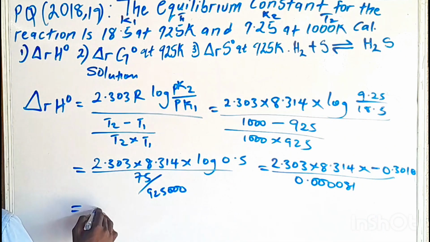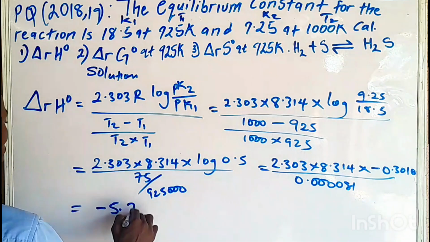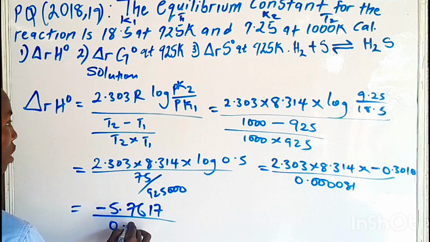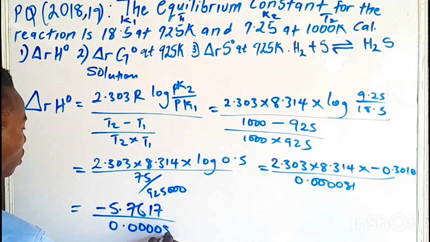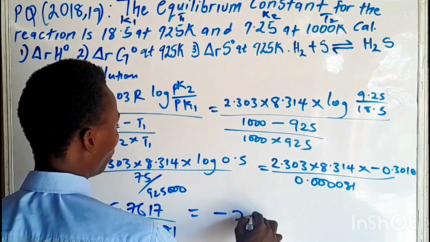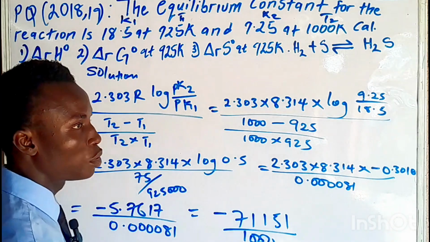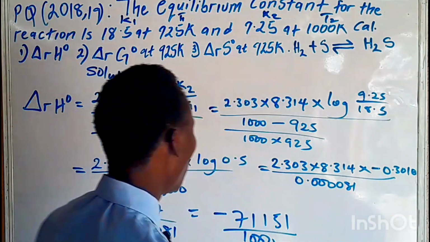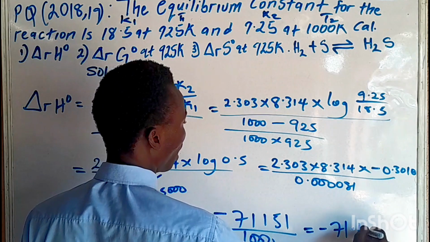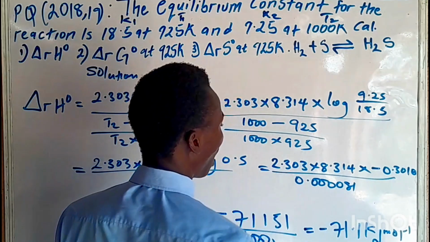By the time you multiply all of them together, you are going to have minus 5.7617 divided by this value, 0.000081. So what will be the final value at the end of the day? You are going to have minus 71151. Divide this value by 1000. If you don't divide it by 1000, you are going to have joule per mole. But when you divide it by 1000, what are you going to obtain? That is minus 71.1 kilojoule per mole. That is what we are going to obtain at the end.